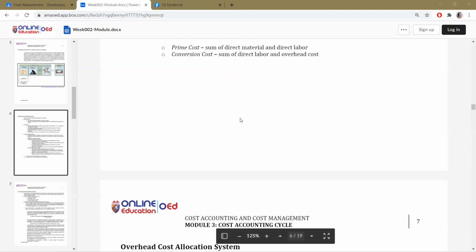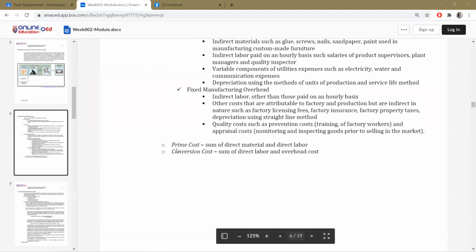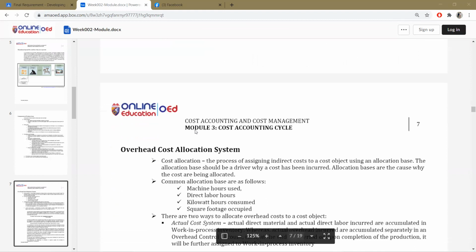So we have here another concepts for this matter, because duha man hiya. Prime cost and then conversion cost. So prime cost, these are the sum of direct materials and direct labor. So ang ngatanan nga mga direct labor plus direct materials, part hiyahan prime cost, while conversion cost, sum hiya of direct labor and overhead cost. Magagamitan ni hiya pag mag-answer na kitahin mga problems. Okay.